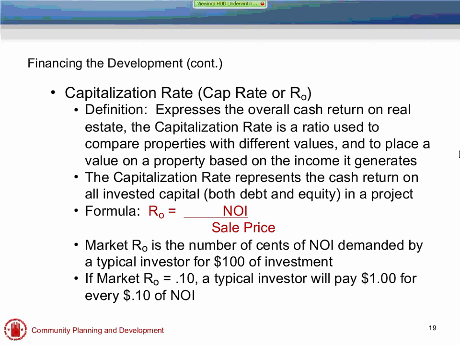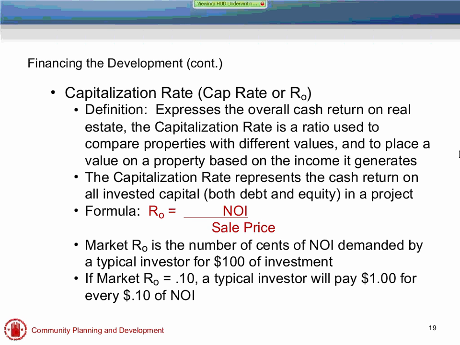So every time a piece of income property changes hands, whether it's an apartment building, a shopping center, or an office building, it is sold at a particular capitalization rate. The rate is simply the relationship between the project's net operating income at that particular time and whatever somebody was willing to pay in cash to buy the property.